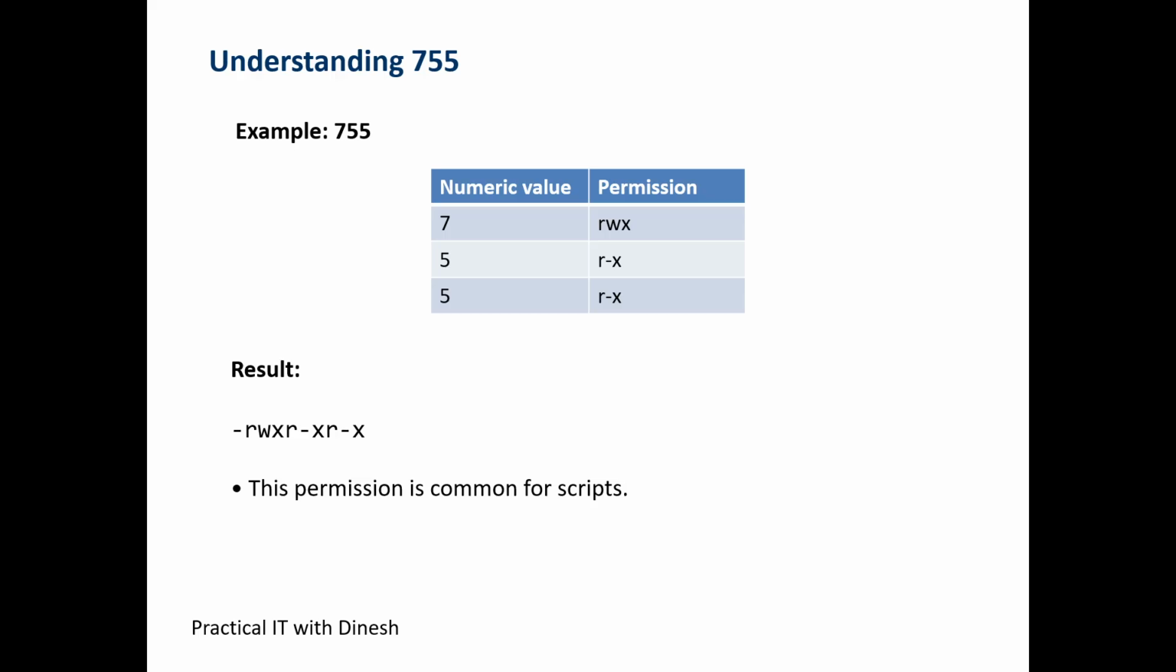Another common permission setting is 755. 7 is equal to read, write, and execute. 5 is for read and execute, and again 5 is for read and execute. The result is this permission setting. It means the owner has full access. Everyone else can read and execute. In the real world, this is commonly used for scripts and directories.